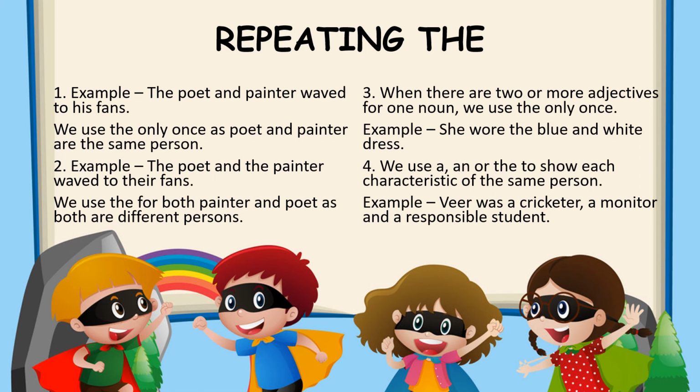Fourth one, we use a, an or the to show each characteristic of the same person. So you're telling characters of the same person, we use a, an, or the. For example, Veer was a cricketer, a monitor, and a responsible student. So all the three characters are of Veer. So for each one, we used "a" over here because it was a consonant. If it's a vowel, you will use "an". And if it's to point out, you will use "the".